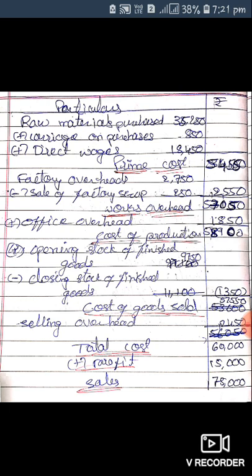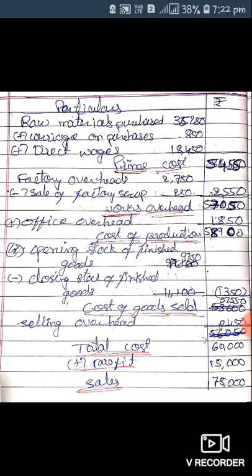So the total becomes the prime cost, 54,550 rupees is the prime cost for the company, and here we have to add the factory overheads to the prime cost. Before that we have sale of factory scrap, which we have to deduct from the factory overhead. So here we are deducting 250 rupees. After deducting we get 2,550 rupees. After adding this factory overhead to the prime cost, the total is 57,050 rupees. That is the works cost for the given information.